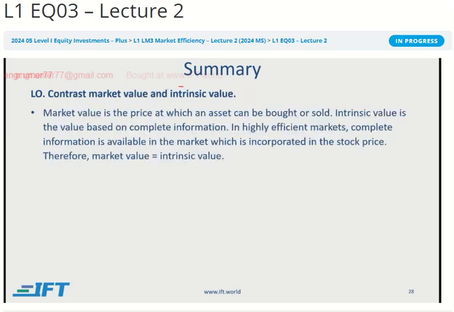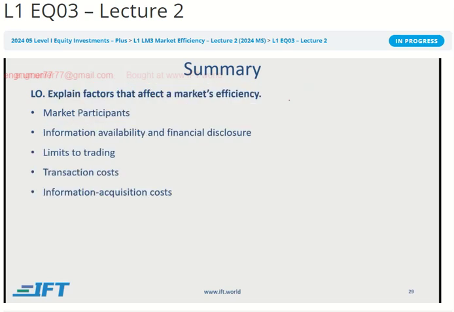Right, and what is an efficient market? It is where the market value is equal to the intrinsic value. And if that intrinsic value is calculated based on just public information, then it's semi-strong. If it's even incorporating private information, then that's strong. But that never really happens.